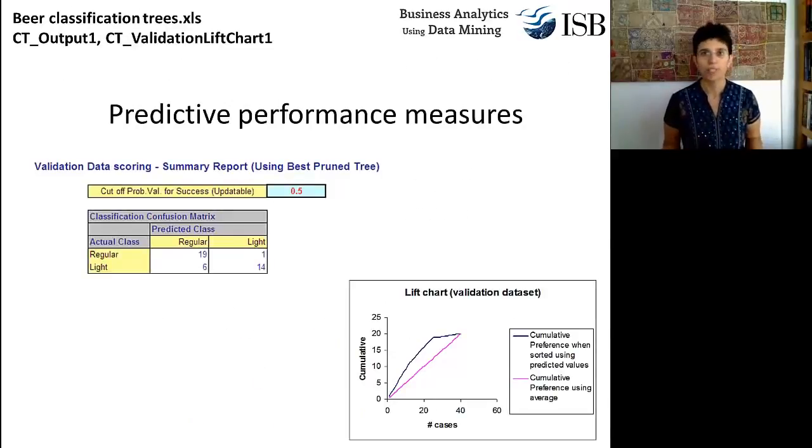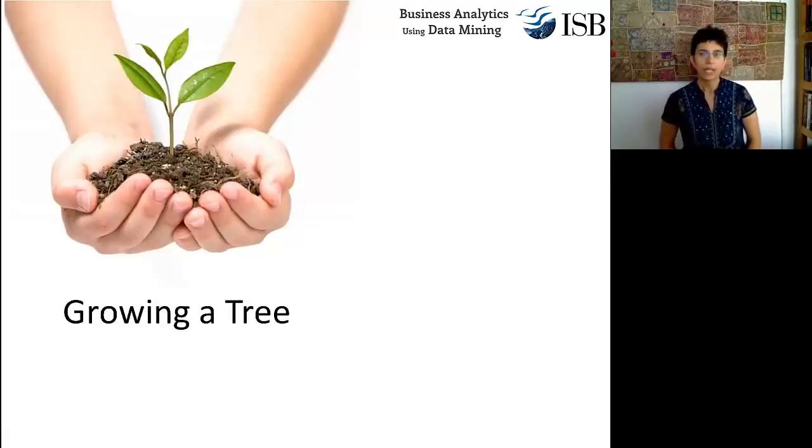We can evaluate the performance of trees in the ordinary way by looking at confusion matrices if we're trying to classify, or if we're trying to rank, we can generate lift charts. Obviously, we would not want both of them in the same case because each one depends on your objective. Let's look now at how we grow a tree.